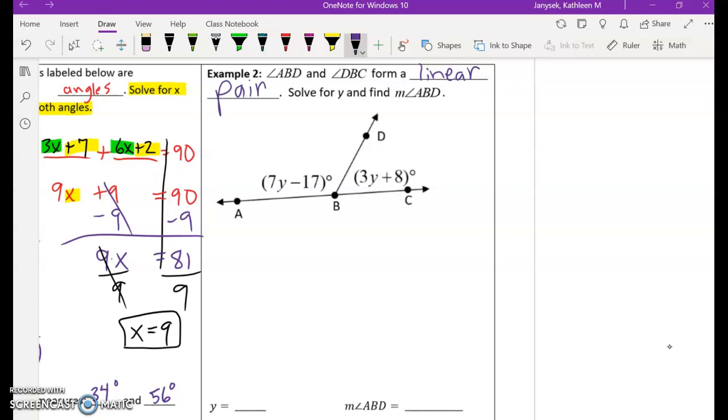And just like supplementary angles, since they add up to a line, it is 180 degrees. So let's set up our equation. One angle plus the other angle has to equal 180 because a whole line is 180 degrees. The first angle is 7y minus 17, and the second angle is 3y plus 8. So I want you to take a moment and try to solve for y.